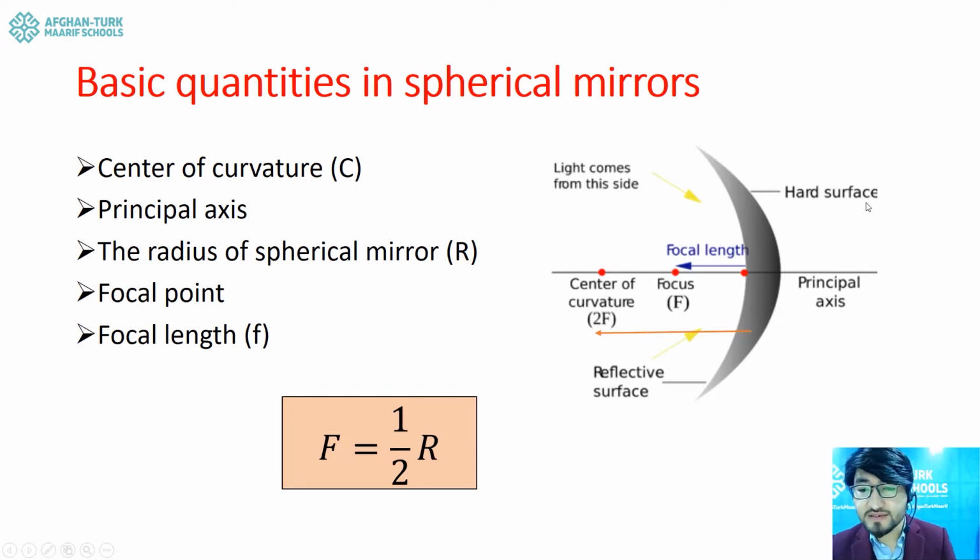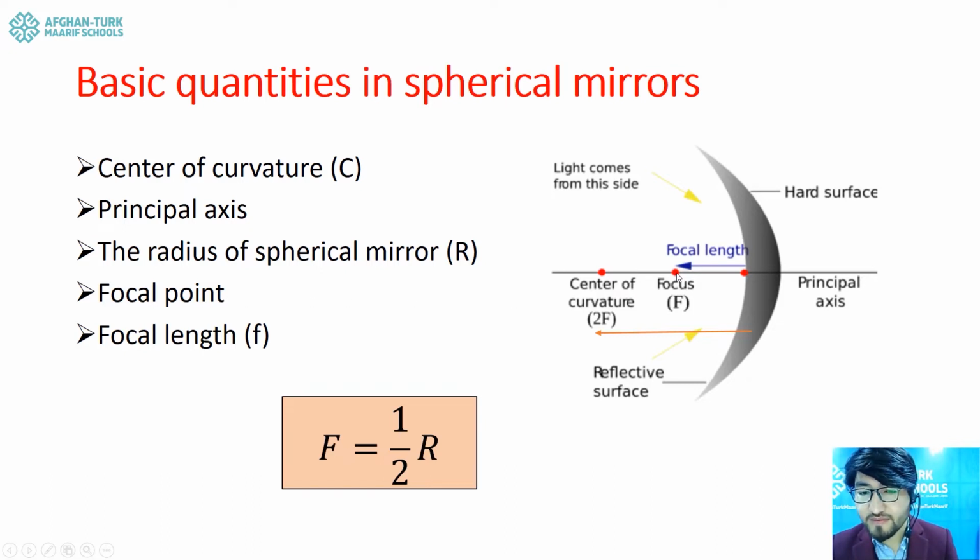2. Principal axis. The line that joins the center of curvature with the focus and the pole is the principal axis. 3. The radius of a spherical mirror. The radius of the sphere is called the radius of the spherical mirror. This distance, the distance between the pole and the center of curvature, is called the radius of a spherical mirror. And 4, focal point, or we can say focus.